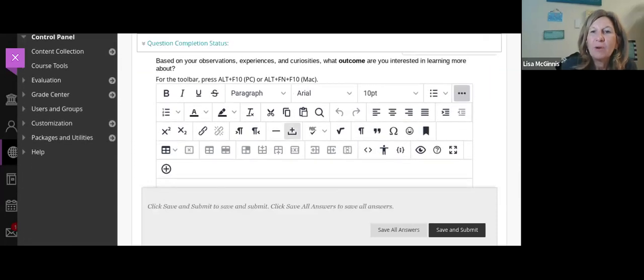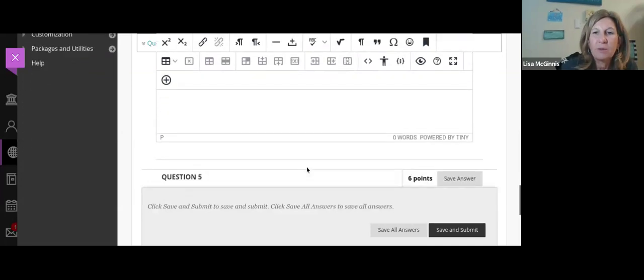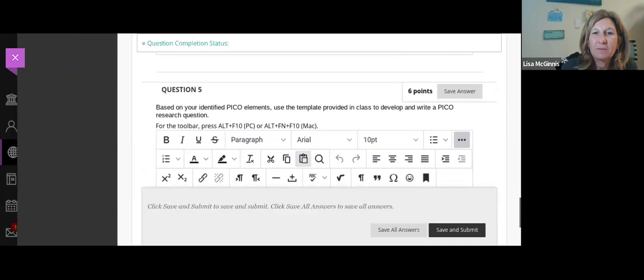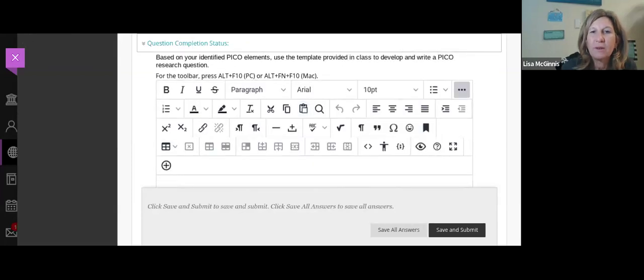And then what is the outcome that you're interested in learning more about? In other words, how are we going to assess? And then based on all of those things, we're going to use that template that we just learned about, and we're going to write our research question. And that's it. Easy peasy. So I hope that this breaks it down for you to help make this more manageable if it's something that you're kind of stressing over.